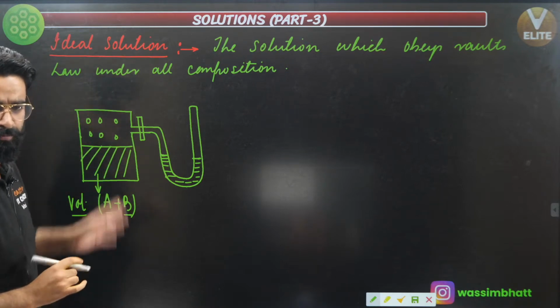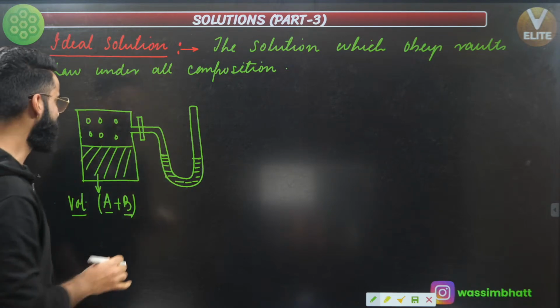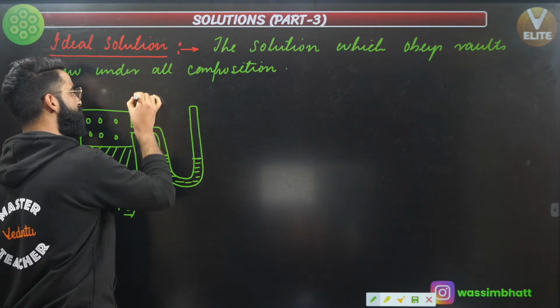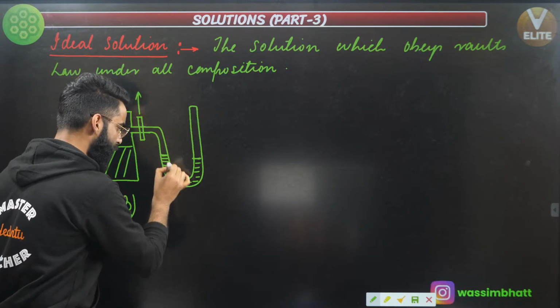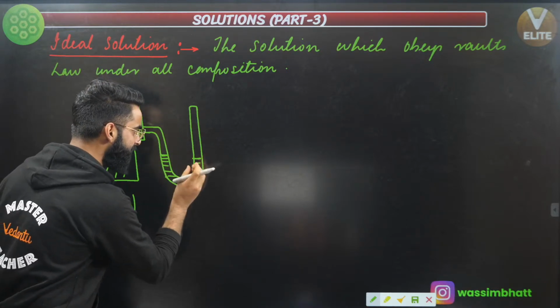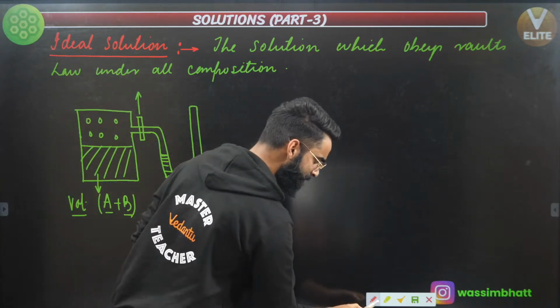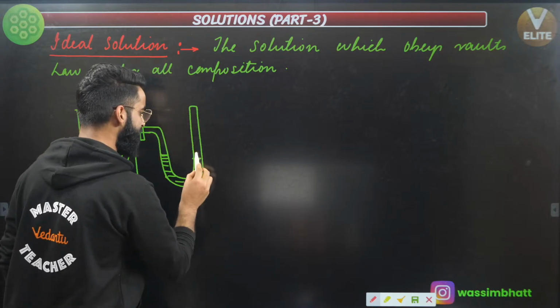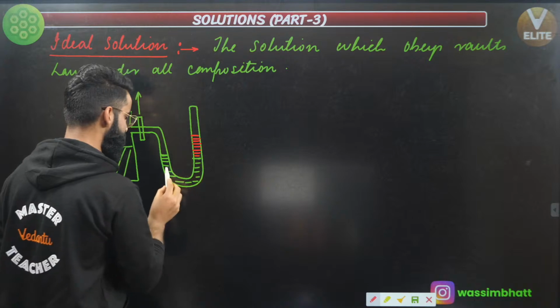You'll be having the vapors of both A and B right here in this container, yeah? Now people, understand one thing. If I remove the stopcock, what is going to happen? The mercury in the left limb will start going down, and the mercury in the right limb will start coming up, due to which there will be a height difference created between the mercury in both the limbs, right?